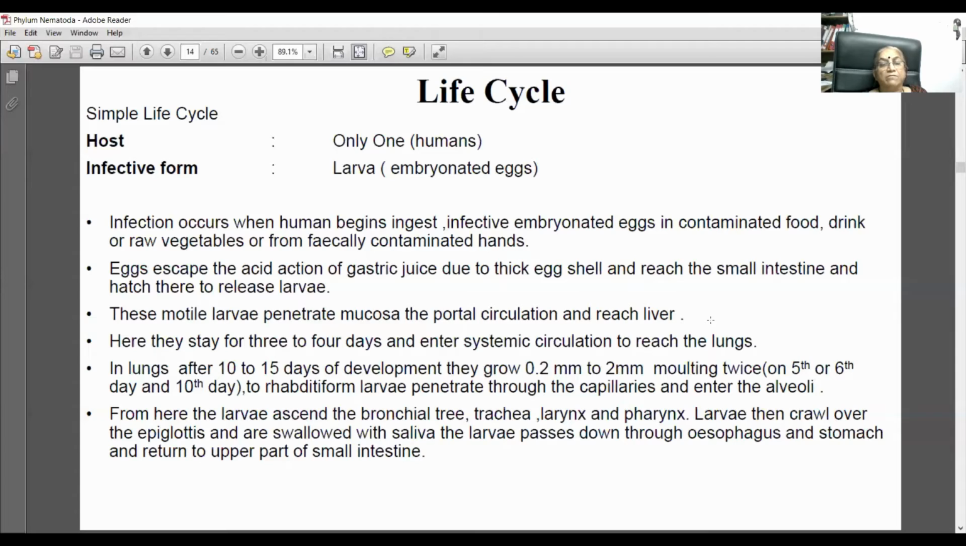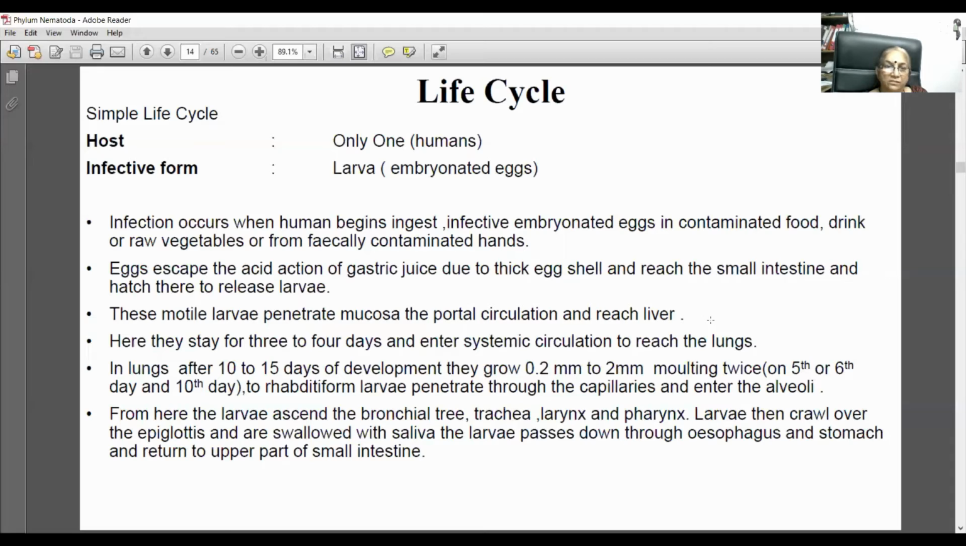This larvae, once hatched, they are motile and they will penetrate to the mucosa and the portal circulation and reach the liver. In the liver, this larvae will stay for 3 to 4 days, and from there they are going to enter the systemic circulation. Once they reach the systemic circulation, it is easy for the worms to reach the lungs.